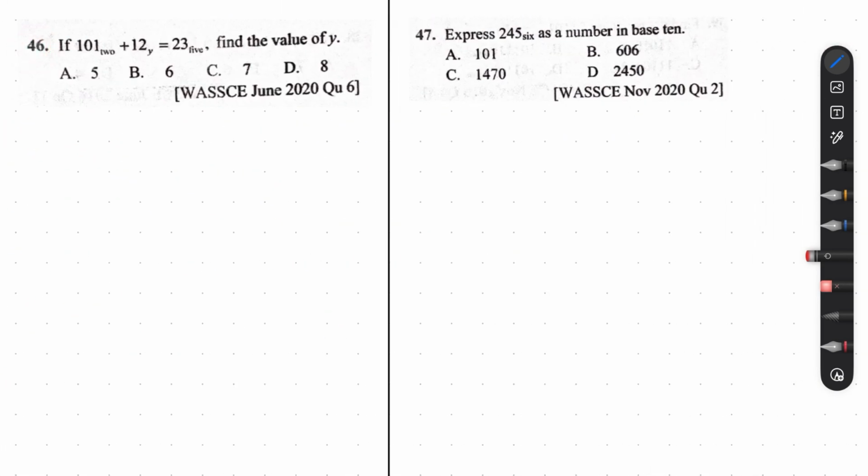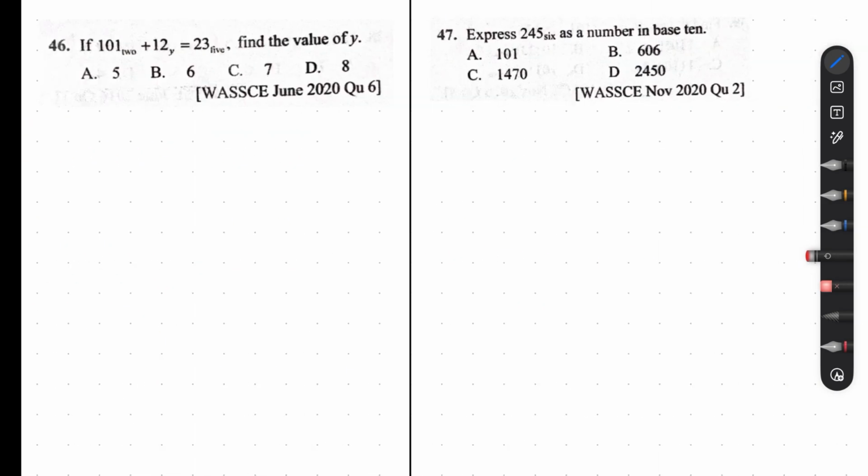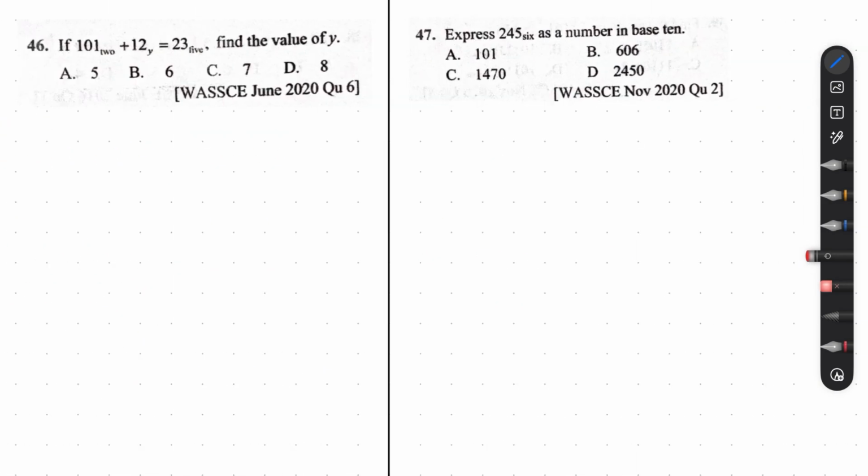The question says, if 101 base 2 plus 12 base y is equal to 23 base 5, find the value of y. So we just need to convert everything to base 10 and then we equate it, okay? Cool. So let's do that. How do we convert this to base 10? We just number the digits, okay? 0, 1, 0, 1, okay? Cool. So let's do that.